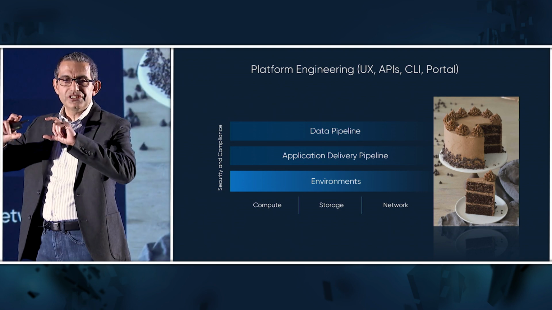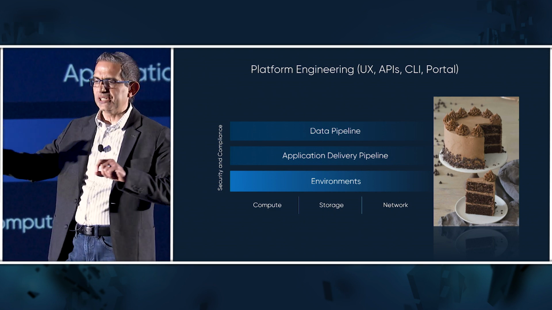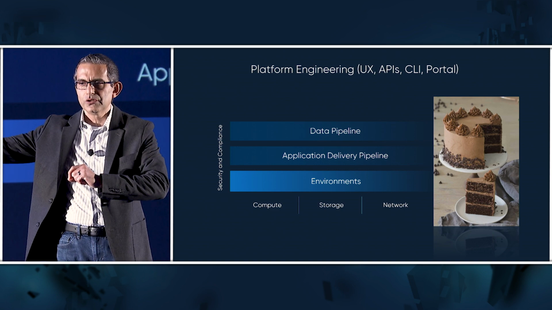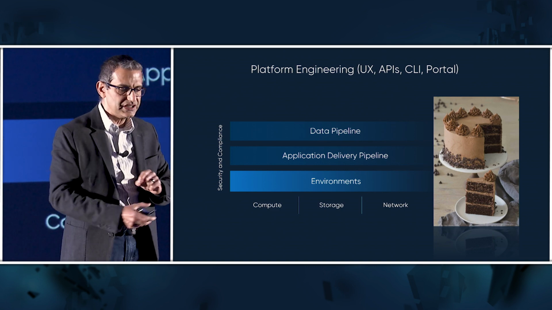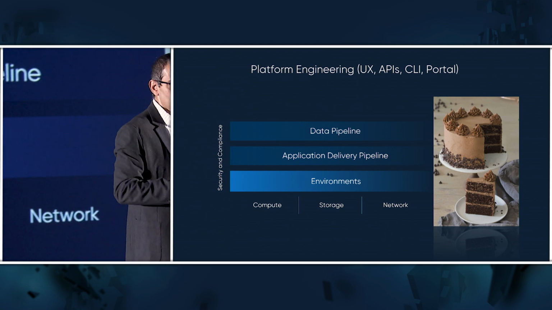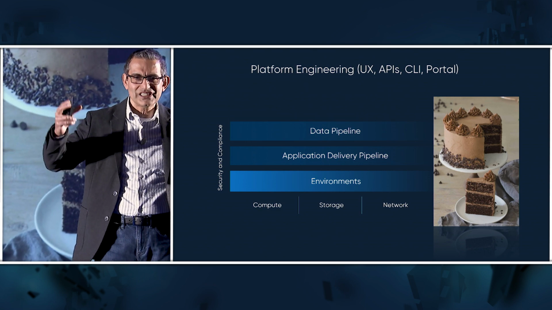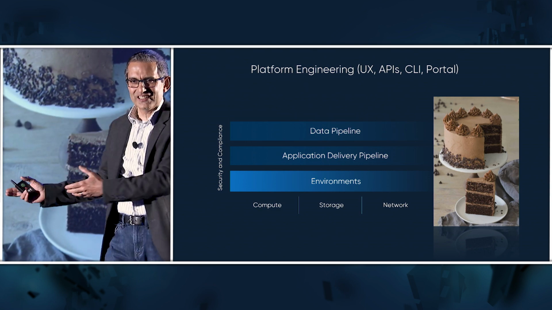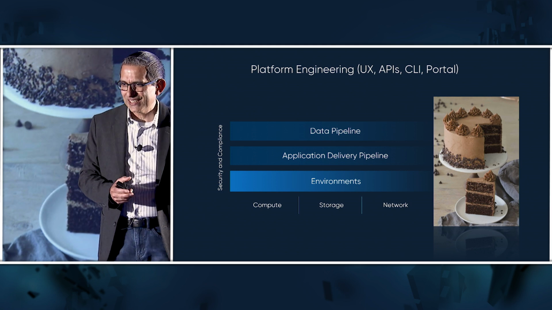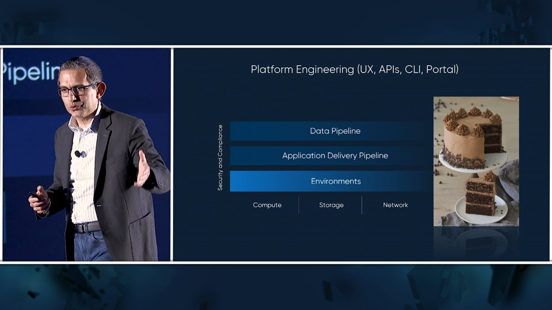There are the application delivery pipelines, all the tools your developers need from end to end, from requirements management to source code management to monitoring and observability in production. And of course, on top, you also need a data pipeline. At the end of the day, what's an application without data? Like Bernard was saying, the startups don't have the data. You need to be actually able to access the data. And of course, you have to do it in a secure and compliant manner.